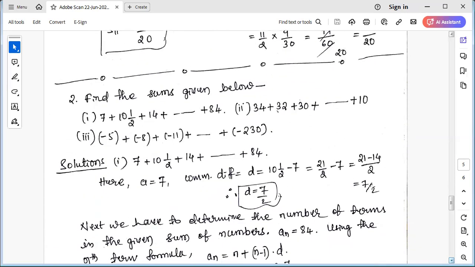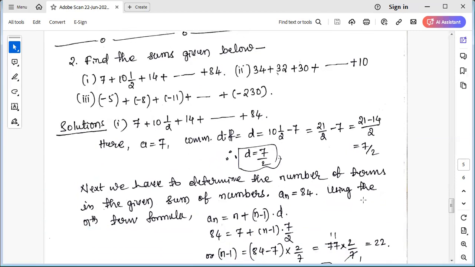Go to the second main. Here also 3 problems are there in the second main, and you take up the first problem. The first problem, the terms are like this. Here also we have to find the sum of these. So here 7 plus 10 1 by 2 plus 14 plus and so on, up to 84 is there.